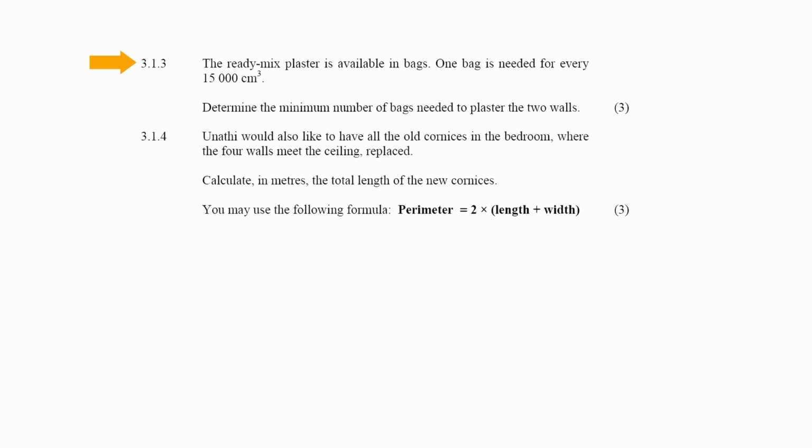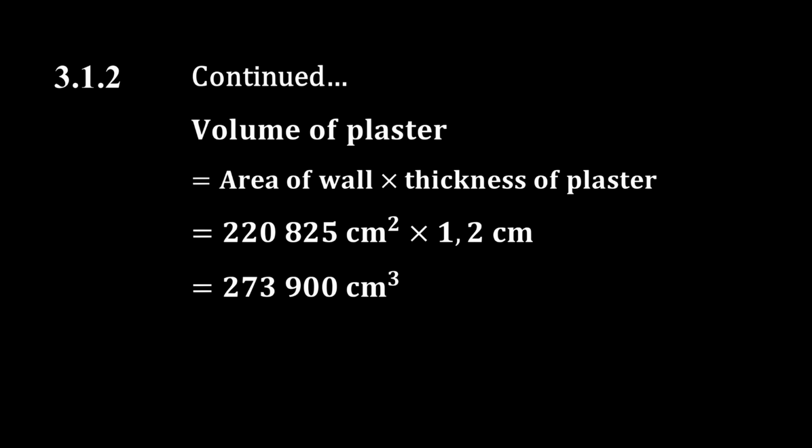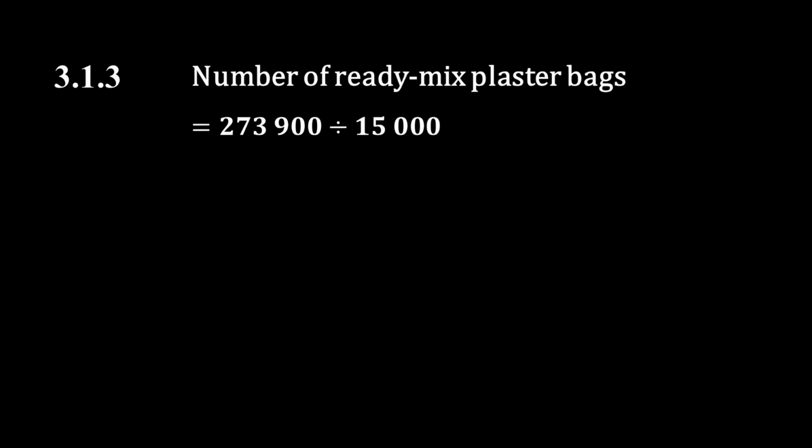In question 313, it is stated that the ready-mix plaster is available in bags. One bag is needed for every 15,000 cubic centimeters. You have to determine the minimum number of bags needed to plaster the two walls. From question 312, the required volume of plaster was calculated to be 273,900 cubic centimeters. The number of ready-mix plaster bags required to cover this volume is 273,900 cubic centimeters divided by 15,000 cubic centimeters per bag, and this equals 18,26 bags.